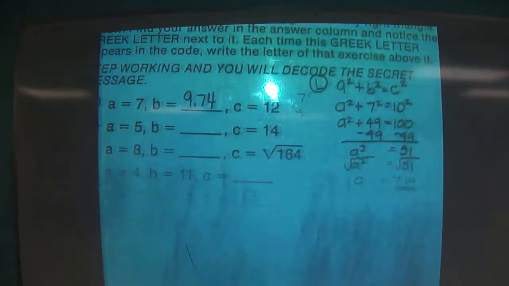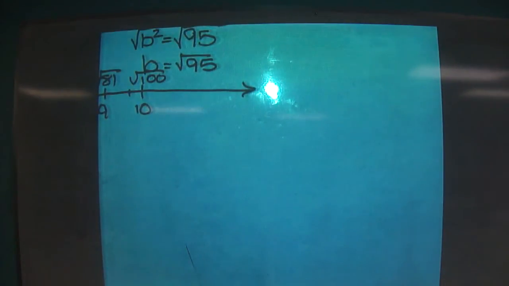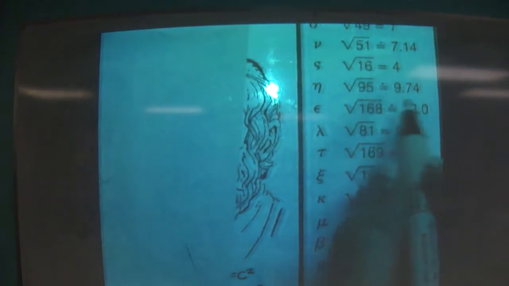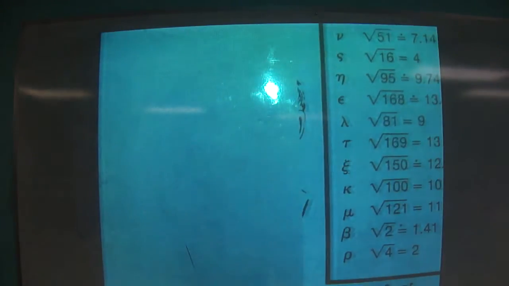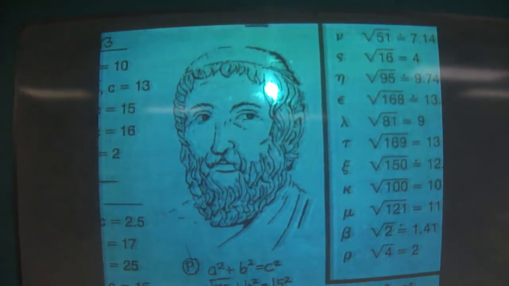Okay? So let's look over on our answer key. They give us the square root of 95 over here, and it says it's approximately 9.74. The equal sign with the dot above it means approximately.